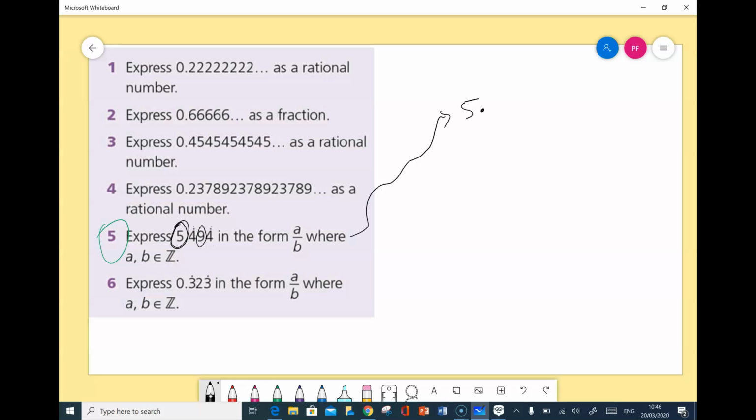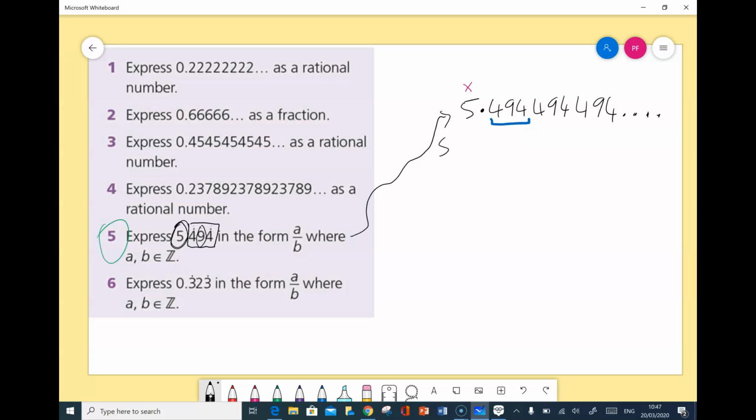So this would be 5 point. Now, the pattern is, it starts with 4, then it goes 9, then it goes 4, then it repeats. So it's 494, 494, 494, forever and ever. Now this is where we have to be really careful. The repeating part of the pattern is 3 digits long, so we want to multiply by 1,000. But the problem we have here is that this 5 is not part of the repeating pattern. So we break it up.